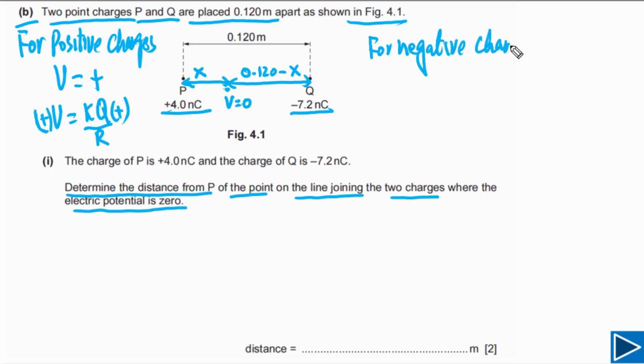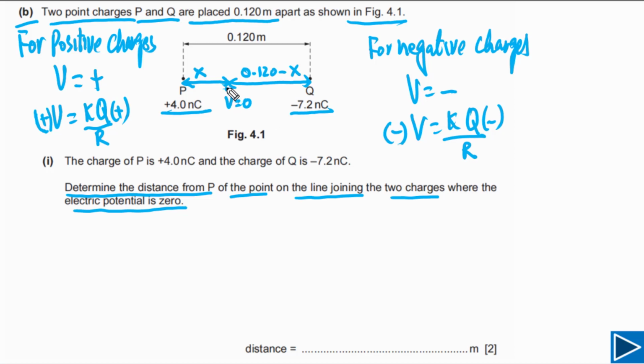For negative charges, V is negative. Why is V negative? Because V is equal to kQ divided by r. If Q is negative, it means V is also negative. So simply we can say positive charges produce positive potential and negative charges produce negative potential. Or simply you can say potential of positive charges is positive and potential of negative charges is negative. Very important point. Now let's try to answer this question.